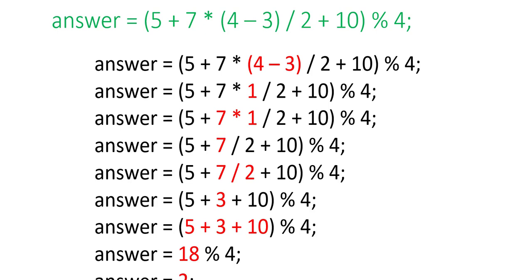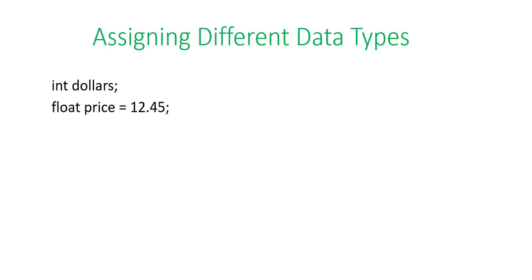Let's take a look at something else when it comes to math. How about assigning different data types? Let's say you have an integer variable called dollars and a float price variable that I have initialized to $12.45. Now, a couple things to note. I mentioned the word initialize, and I probably will again and again, but to initialize something basically means to give it a value at the time it's declared. That's it. I'm declaring a float called price, and I'm giving it a value at that same time, so therefore I'm initializing that value. Now, what if I want to take price and put it into dollars?